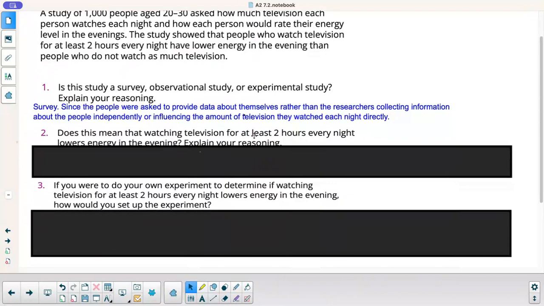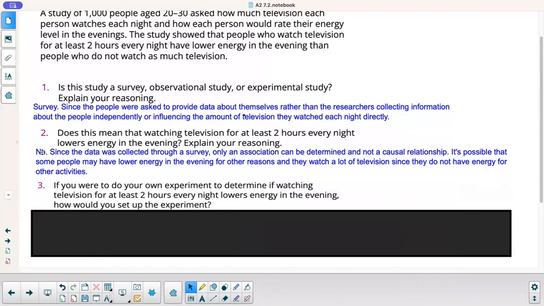Does this mean that watching television for at least 2 hours every night lowers the energy in the evening? Explain your reasoning. Not necessarily, no. Since the data was collected through a survey, only an association can be determined and not a causal relationship. It's possible that some people may have lower energy in the evening for other reasons, and they watch a lot of television since they do not have energy for other activities. All right, so in order to determine causation an experimental study is much better than a survey. The survey will only be able to relate an association.